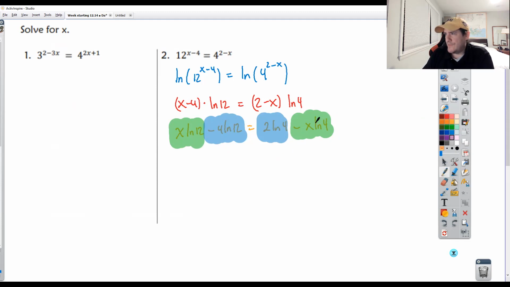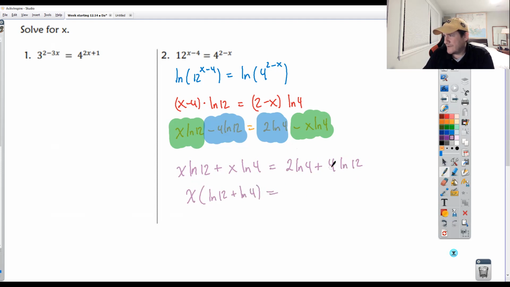I suppose if ln of 4 is less than ln 12, then we probably want to be pulling that guy over to here. So you'll have x ln 12. Oh, we're adding anyway, so who really cares? It's going to be positive result no matter what. So x ln of 4, it equals 2 ln of 4's plus 4 ln of 12's. Okay, factor out the x like you did before. ln 12 plus ln 4.